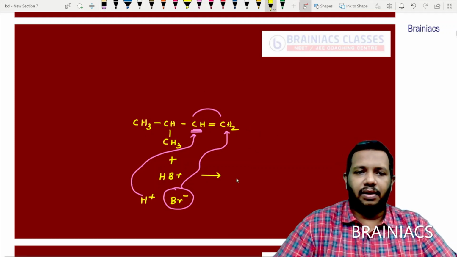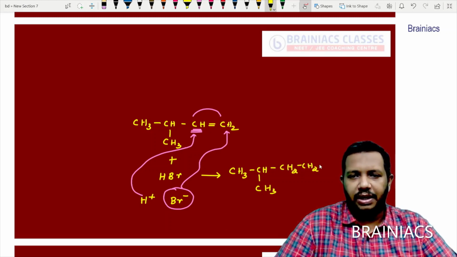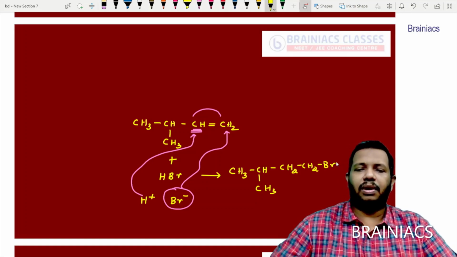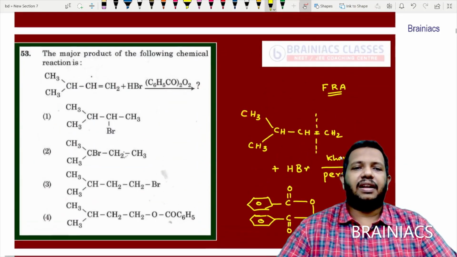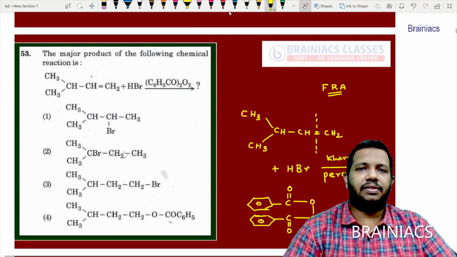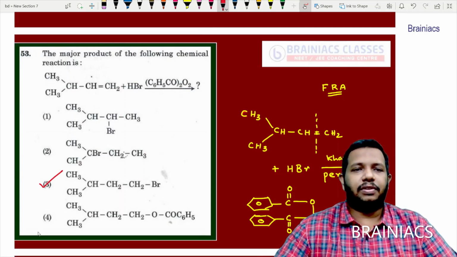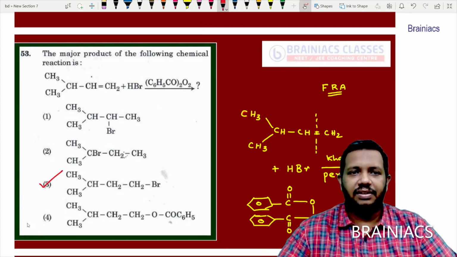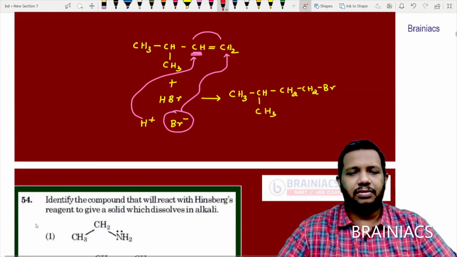I hope you have got this answer correct. CH3, then CH, CH3, then you have CH2 and here CH2Br. I hope this is what you have got, all of you. Clear? So what is that answer here? I could see from the options, option C looks the most perfect answer. 3 will be the answer for this one. So this also was very easy. This we have done many times in our daily tests.